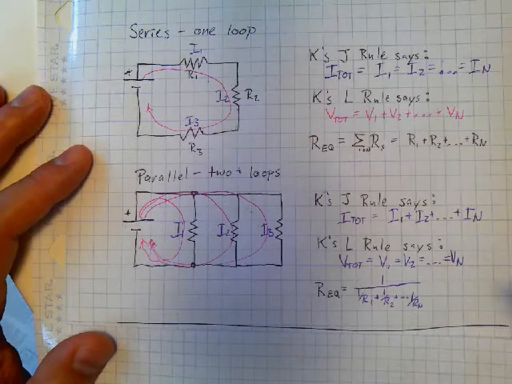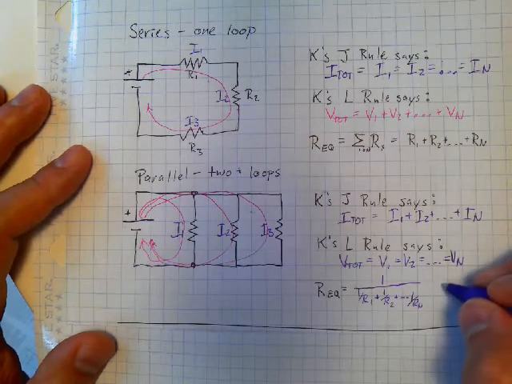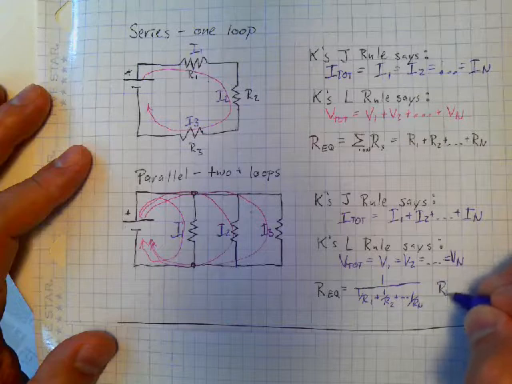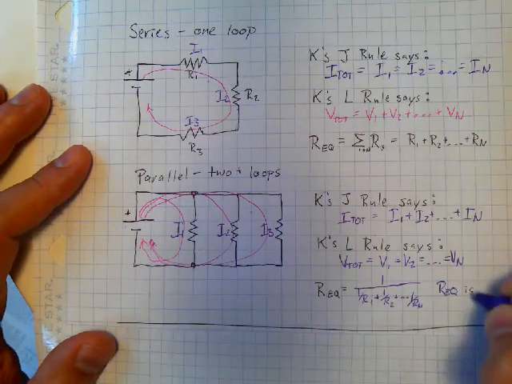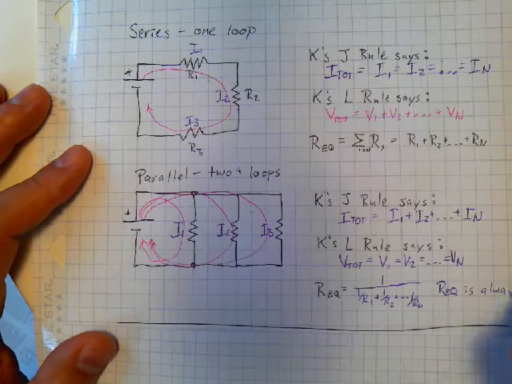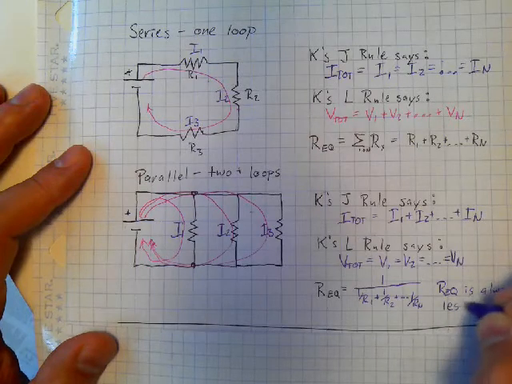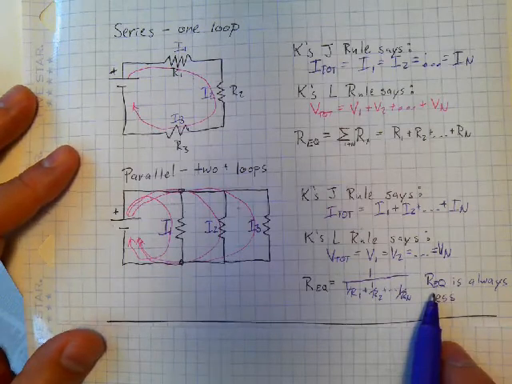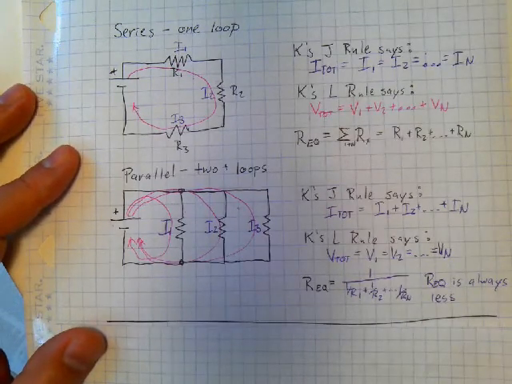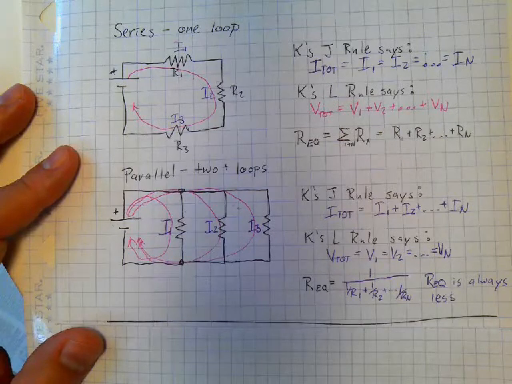Now, this has a weird consequence. So the REQ is always less. No matter what you do, you're going to get an equivalent resistance that's less. Now, at first, you're like, well, how can I take two resistors, hook them up, and get less resistance? That doesn't make any sense.